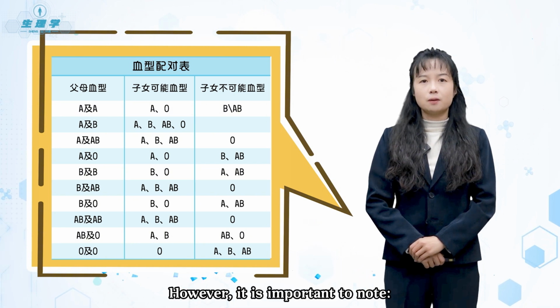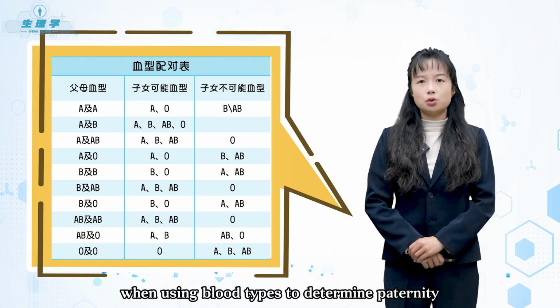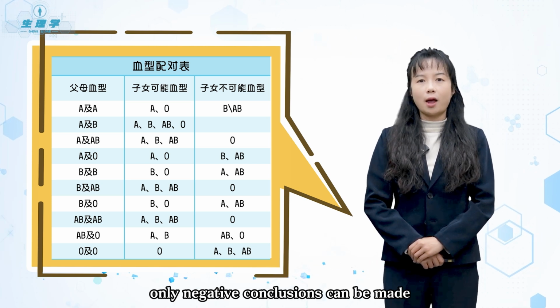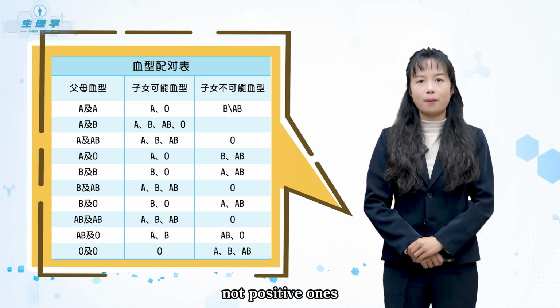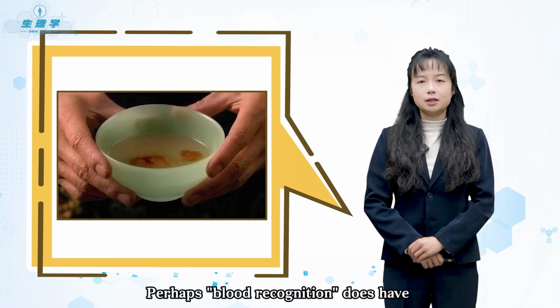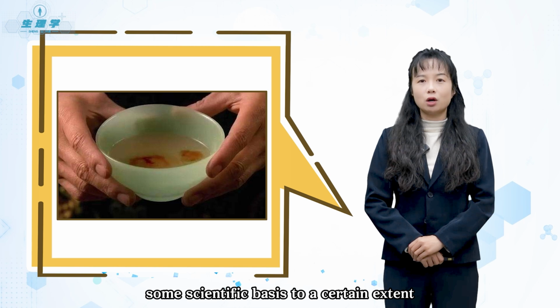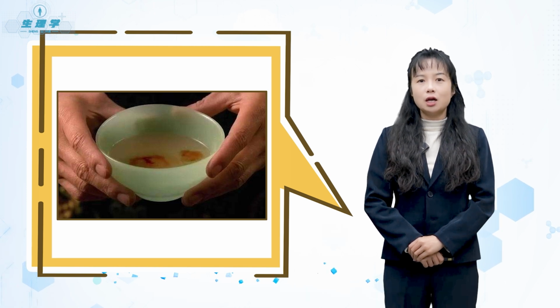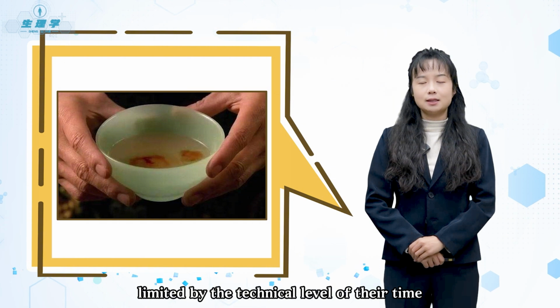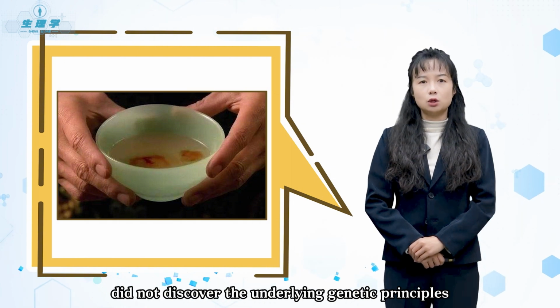However, it is important to note, in forensics, when using blood types to determine paternity, only negative conclusions can be made, not positive ones. Now, let's return to the question posed at the beginning of the class. Perhaps blood recognition does have some scientific basis to a certain extent. It's just that the ancients, limited by the technical level of their time, did not discover the underlying genetic principles.